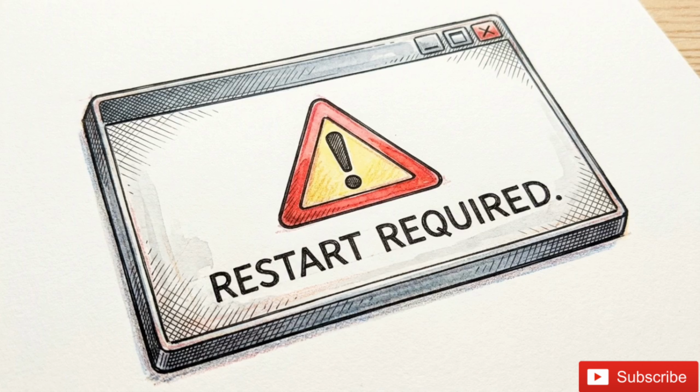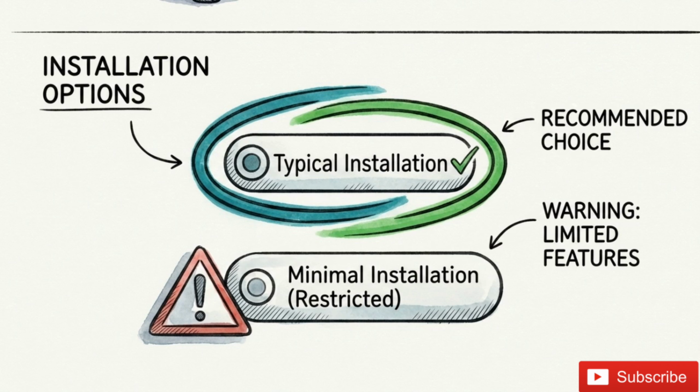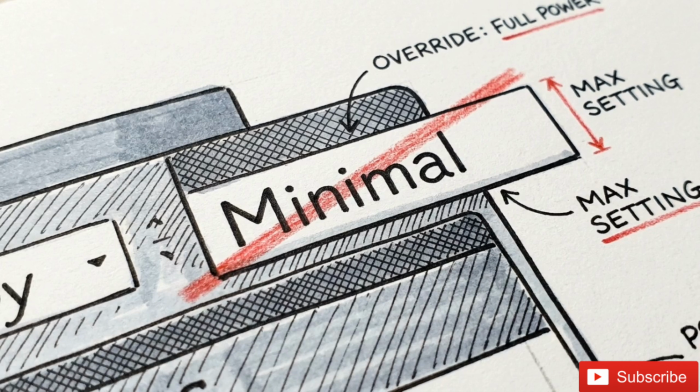When you initiate the installer, the software will immediately prompt you to restart your computer. Do this and then click the Start file again to begin the actual installation. This mock-up of the TIA Portal installation interface shows a crucial decision point. You must select the typical installation option. Choosing Minimal to save space will permanently disable your ability to run simulations later.